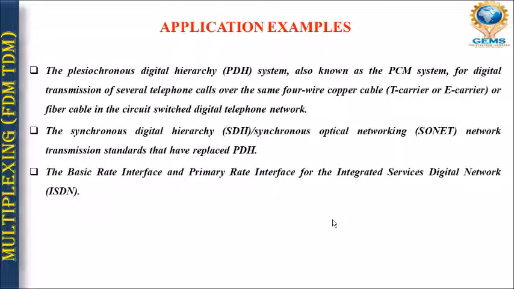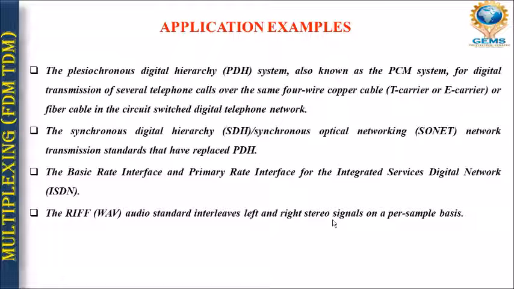Okay, after that, this TDM is widely used in ISDN. What is ISDN? That is the integrated services digital network, right? Okay, now next, this is also very much used in transmitting audio signals such as in the form of a wave, and this wave signal, the WAV format, is also known as RIFF, which is especially for audio or voice data, right?